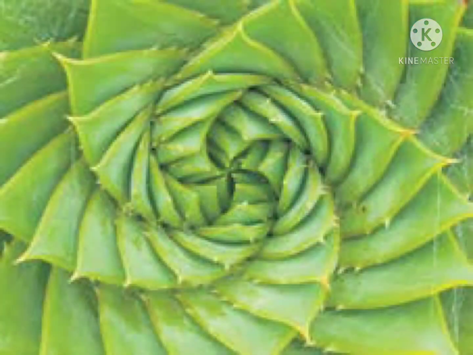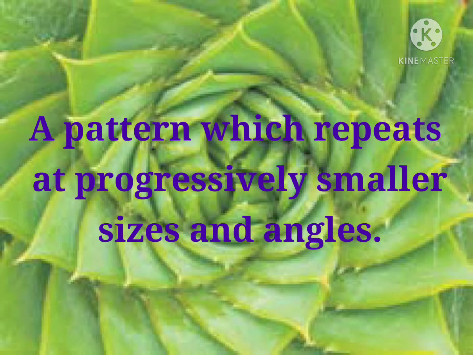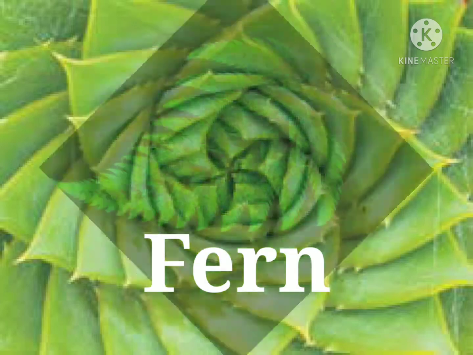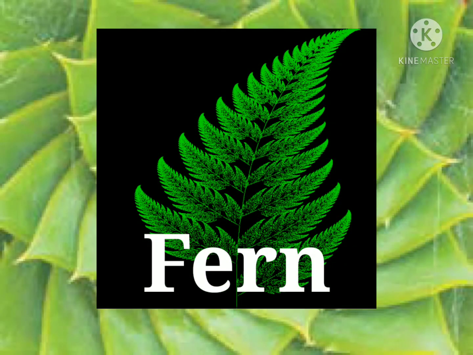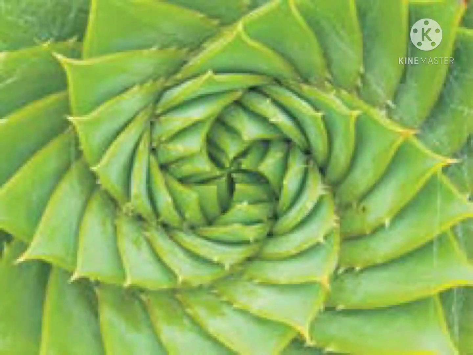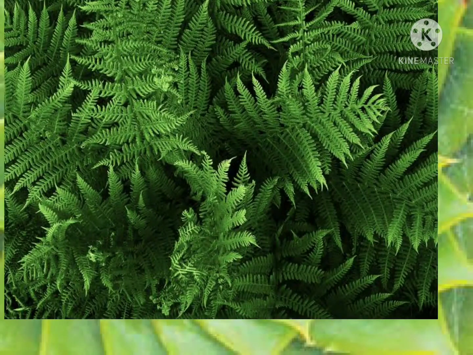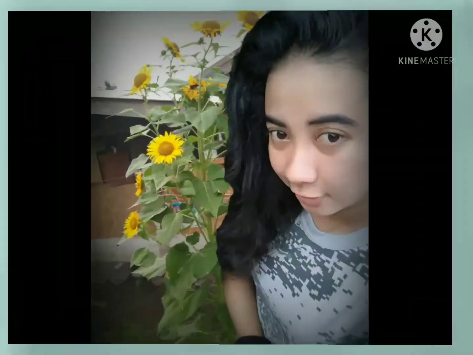The last but not the least is fractal. A fractal is a pattern which repeats at progressively smaller sizes and angles. Fern is one of my favorite examples of fractal. It is because fern has its natural patterns. Its stems and leaves are patterned from bigger to smaller measurements, but with the same shape.